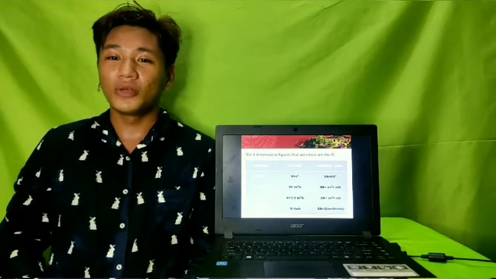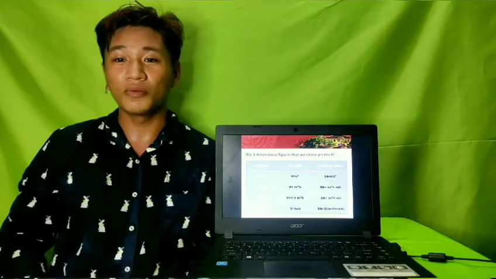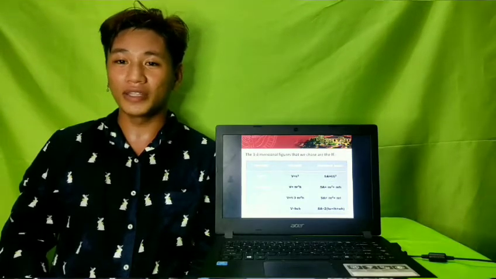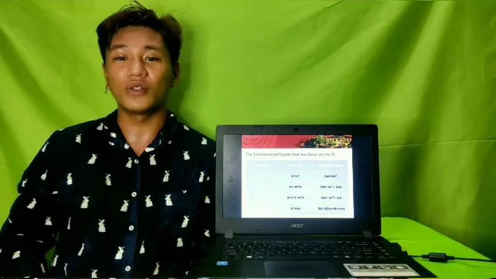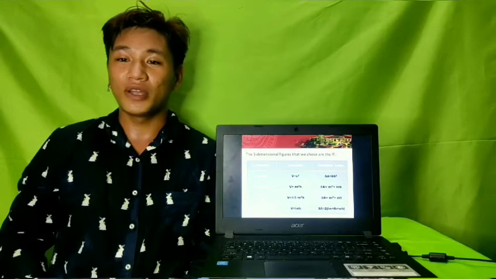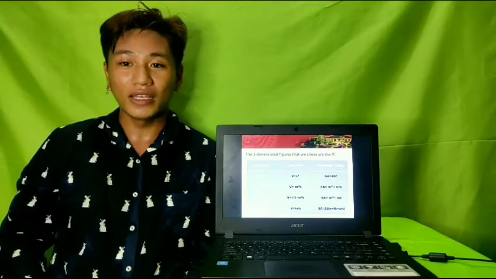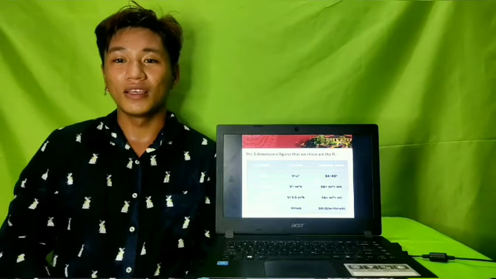And in finding the volume of the cone, we need to follow the formula V equals 1/3 times pi times radius squared times height. And for its surface area, we need to follow the formula SA equals pi times radius squared plus pi times radius times length.